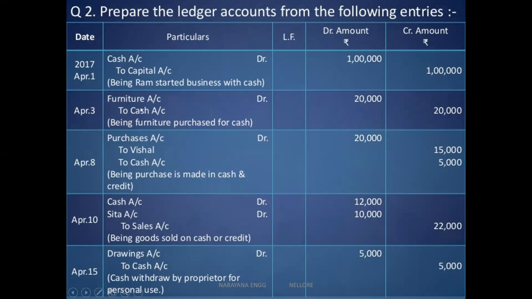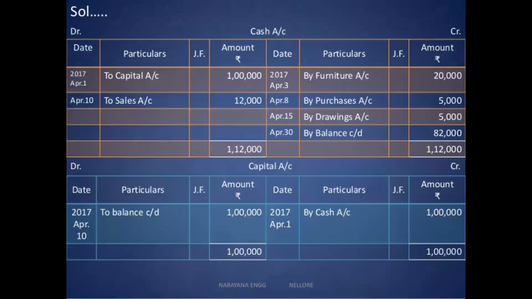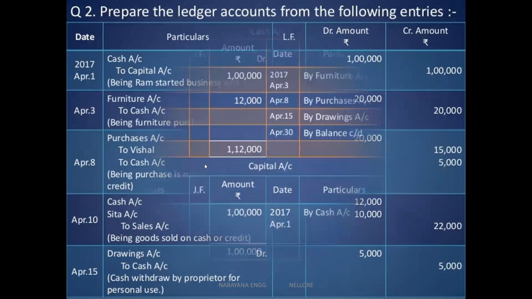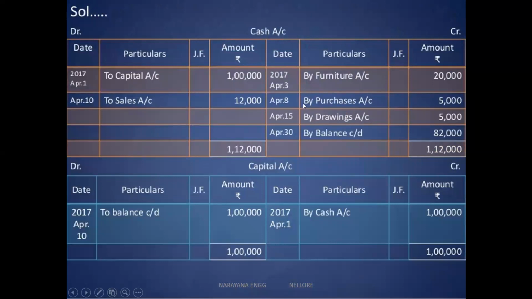And coming to the second, the April 3rd transaction, furniture account debit to cash account. Is the cash account on the debit side or credit side? You check, it is on the credit side. So you write on the credit side the opposite account, that is furniture account. So on the credit side you will start with "By furniture account, 20,000 rupees". And coming to the third, April 8th, is cash on the debit side or credit side? You can check, the cash is on the credit side. So you write on the credit side the opposite account, purchases account. So on the credit side we will start with "By purchases account, 5,000 rupees".